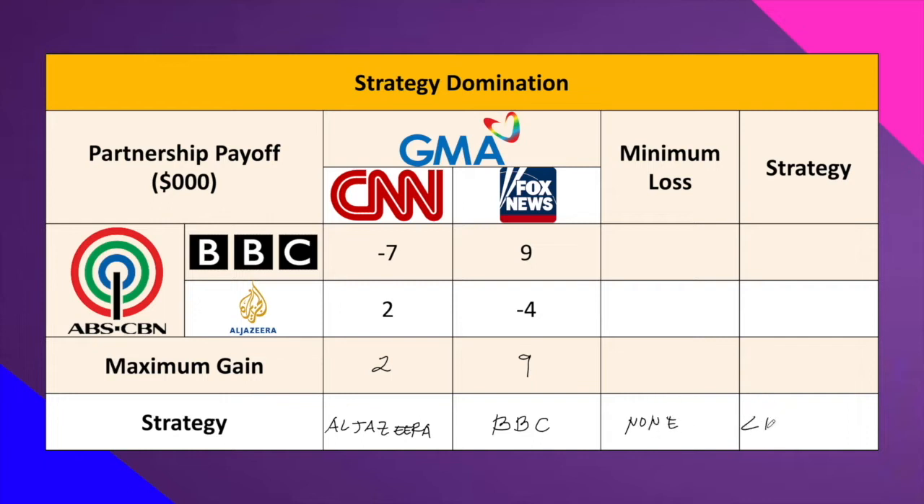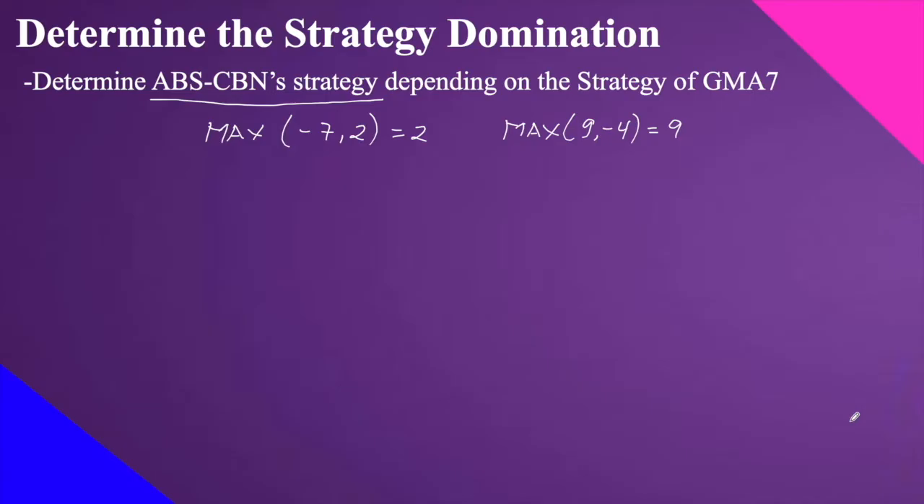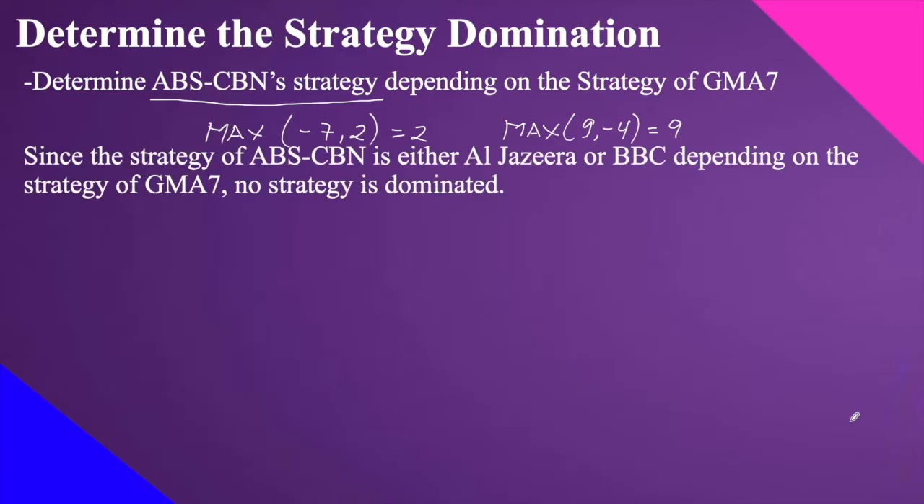Wala tayong na-dominate. Tulad nung same ito ng ating format with the pure strategy. So, walang na-dominate for ABS-CBN's strategy depending on the strategy of GMA7. Now, the second thing that we should do now, sabi dito pala, since the strategy of ABS-CBN is either Al Jazeera or BBC depending on the strategy of GMA7, no strategy is dominated as I have said before.